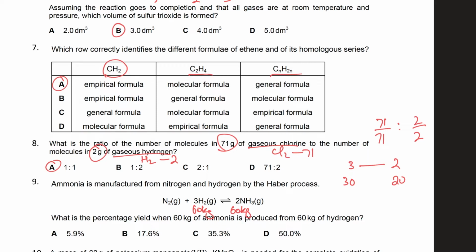And 20,000 moles of ammonia is 20 times 17. So that's going to be 340 kilograms. That's what I should get. But I only got 60. So 60 divided by 340 times 100% tells me my percentage yield, which comes out to be B.